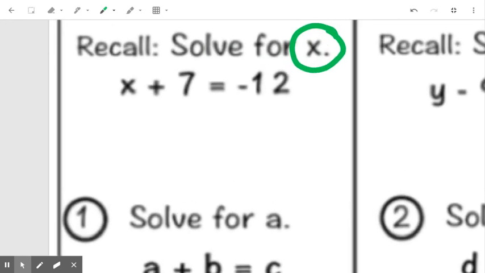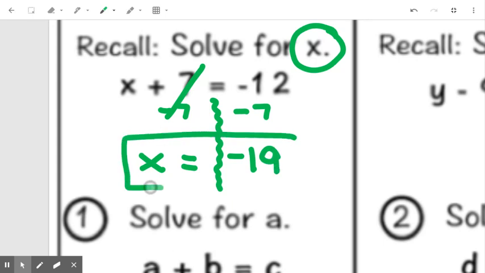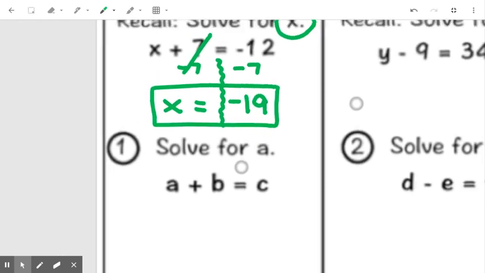So if I look at this equation and here's my equal sign and I want to solve that for x, I notice I have this plus 7 on the left. So I would do a minus 7 on each side. These will cancel out and I get x equals negative 19. So I found my x by just rearranging and getting that 7 to the other side.